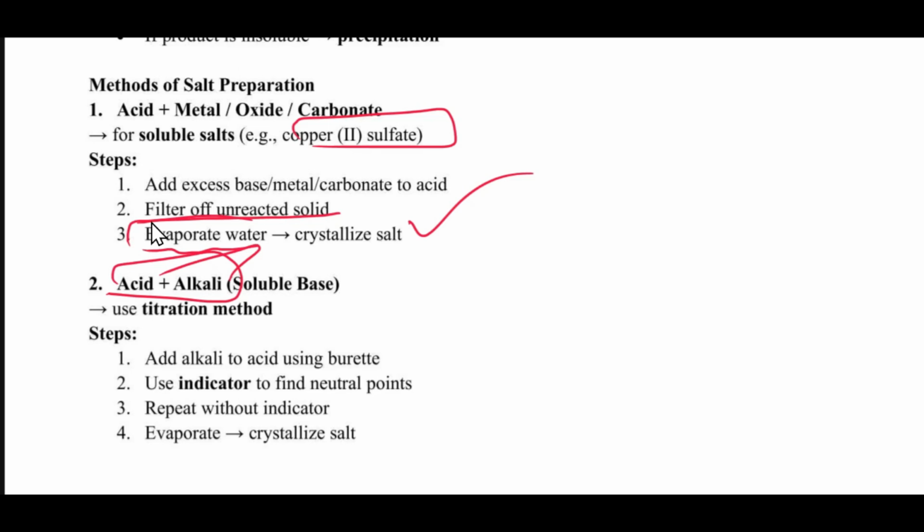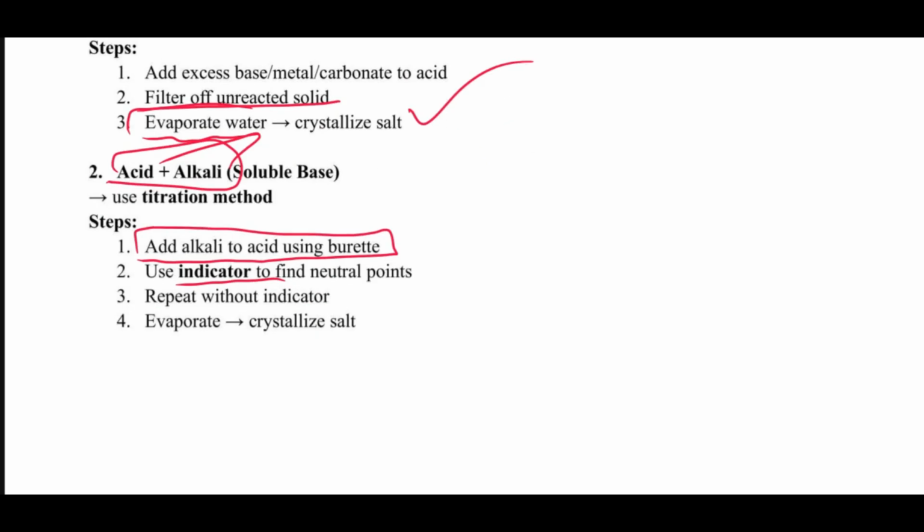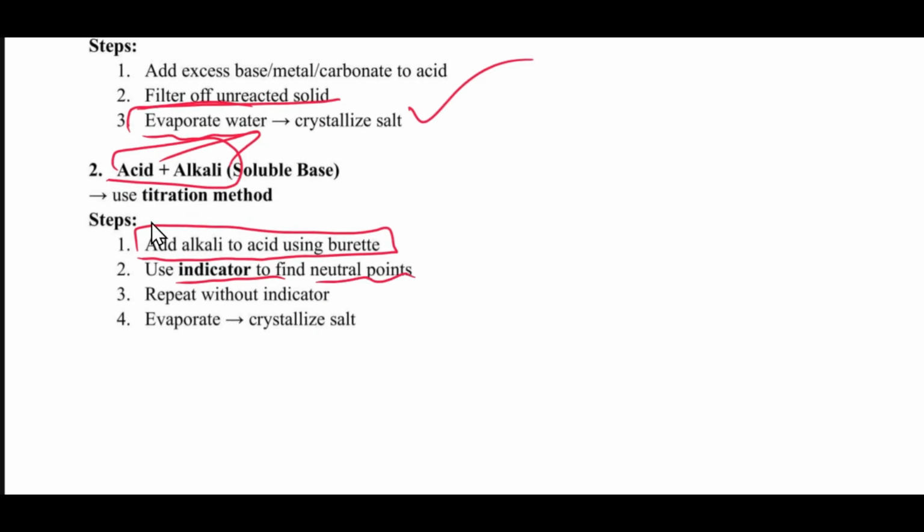So what you will do, add an alkali to an acid using a burette. Then you will use an indicator to find the neutral point. When the color of the indicator changes, it means the reaction has been neutralized. So once the color has changed, you will repeat the experiment without using an indicator. At the point at which you get the neutralization, you will stop your reaction and then evaporate your solution and you will get the crystallized salts. Okay, so these are the two methods that you usually use for the soluble salts.